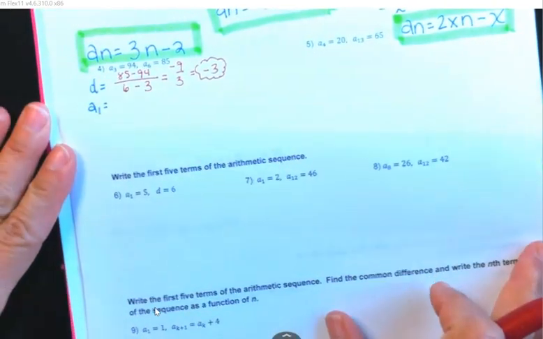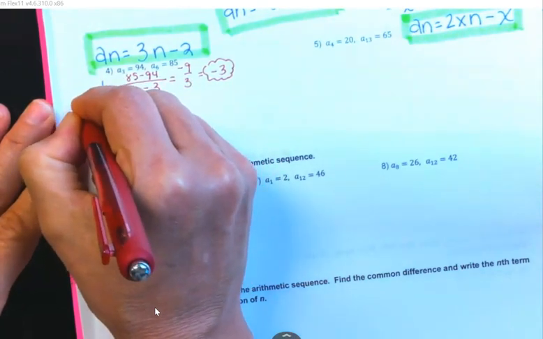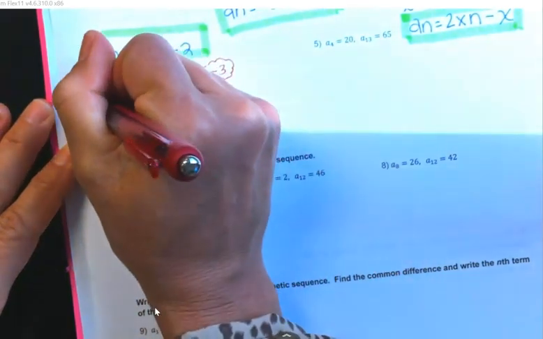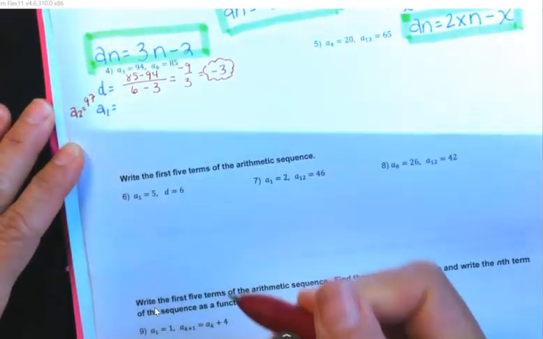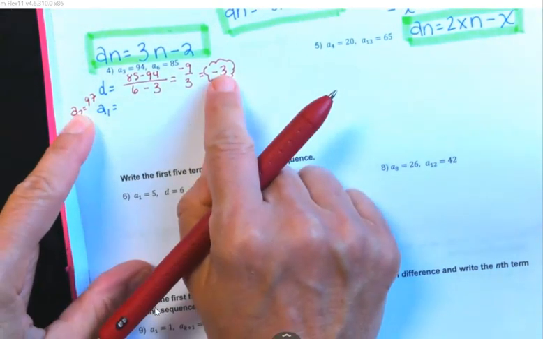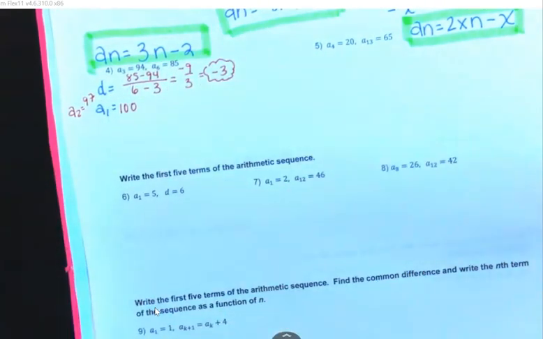All right, so what is A sub 1? I don't know, but I know what A sub 2 is. A sub 2 is going to be 94 plus 3. So A sub 2 is 97. So what do you guys think A sub 1 is? There you go. It's 100. Good job. Do you have any questions on how Hamza knew it was 100?